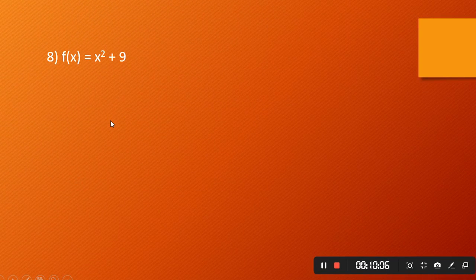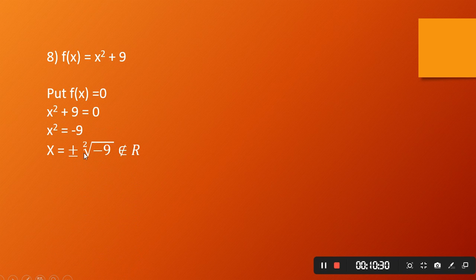The last example, number 8, f of x equals x^2 plus 9. First step, put the function equal to 0. So x^2 plus 9 equals 0. x^2 equals negative 9. The power is even, so x equals positive or negative square root of negative 9. The square root of a negative number doesn't belong to R. So there are no zeros for this function. I cannot find zeros for this function. And the z of f here will be phi.